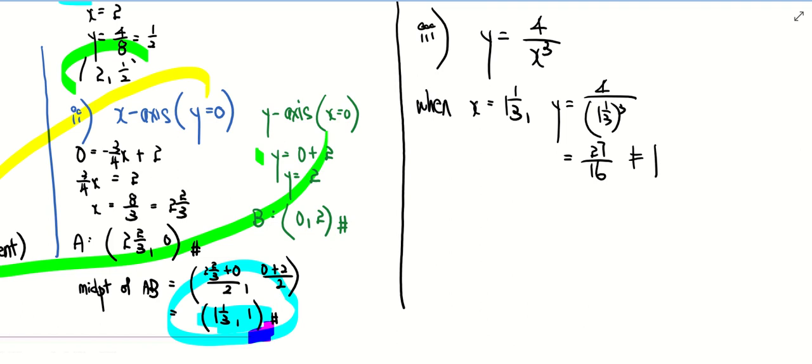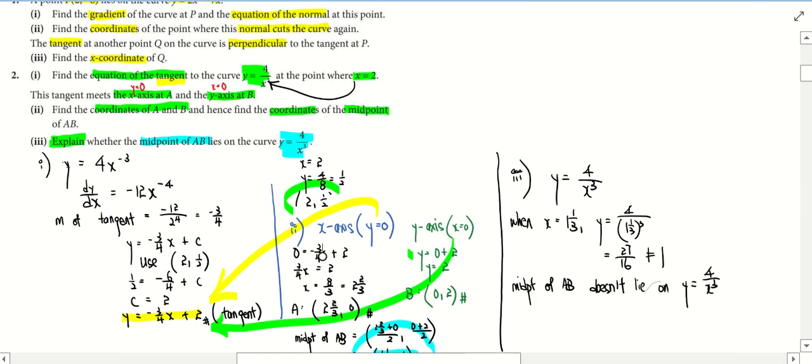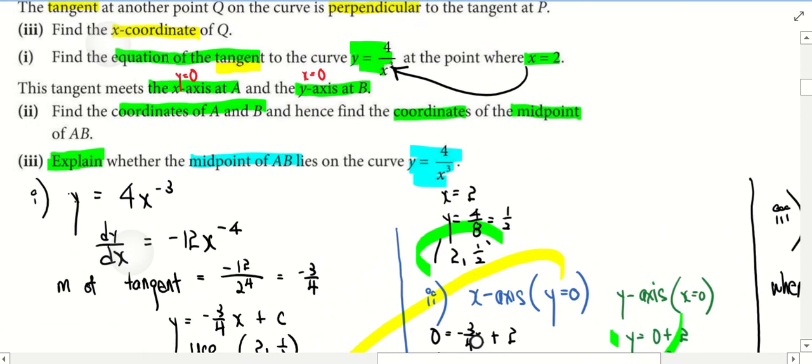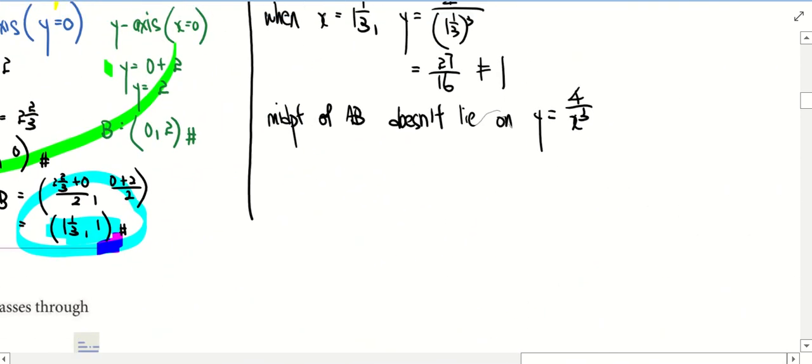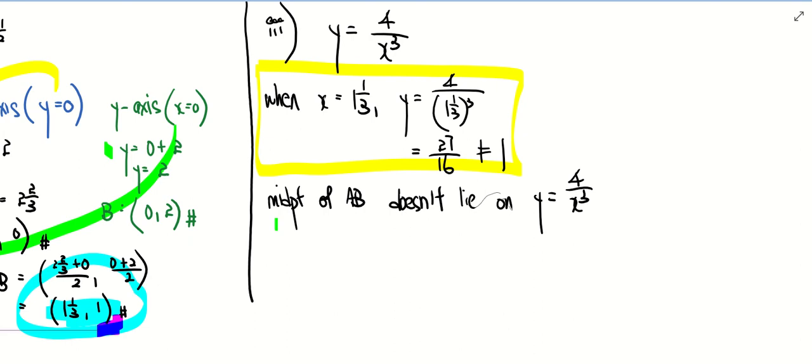Since this is not equal to 1, the midpoint of AB doesn't lie on y = 4/x³. Okay, this is in a sentence. Because they ask whether it lies on, don't give me a yes or no. So I write it out in a sentence. My working is shown over here. Substitute the value of x inside to see whether you get the same value as y. If it's the same, it lies on the curve. If it's not the same, you conclude it's not equal to that value and conclude with a statement over here.